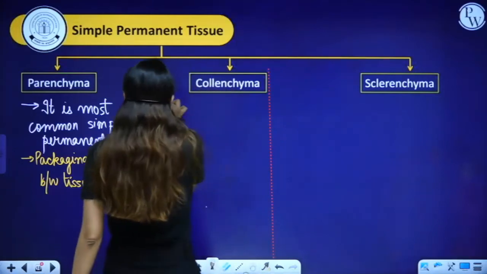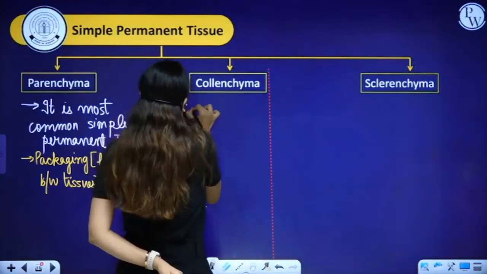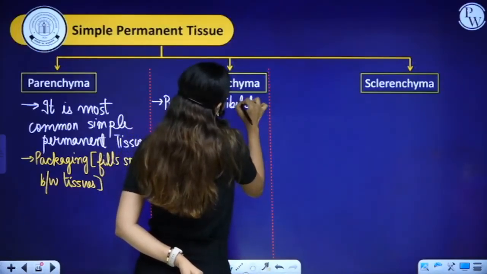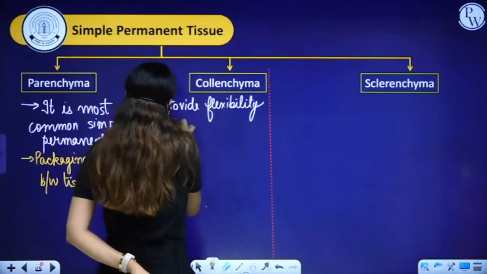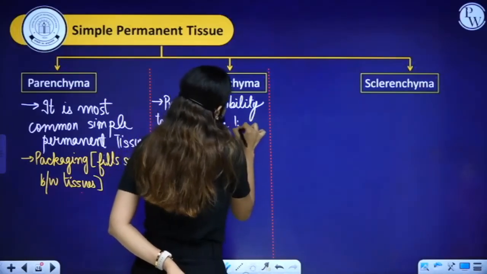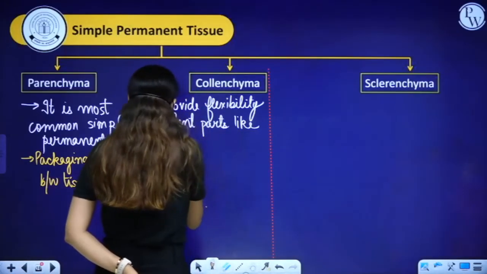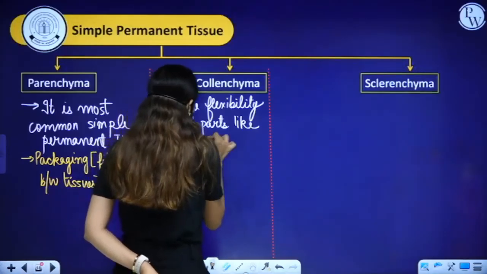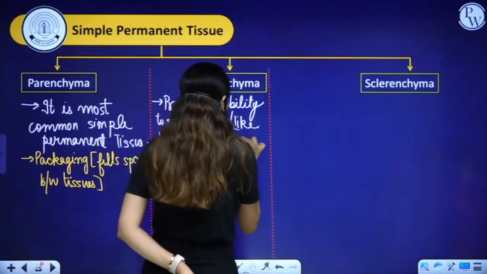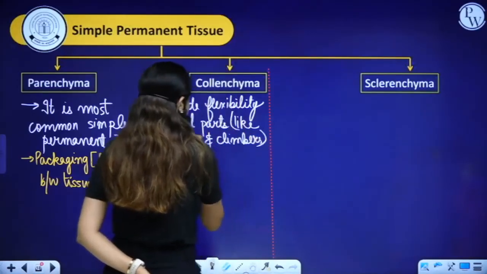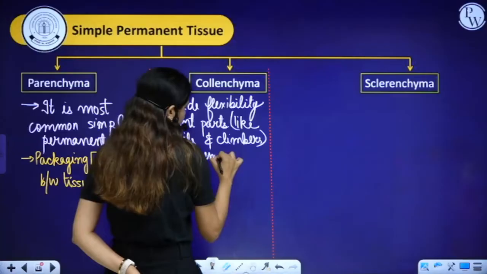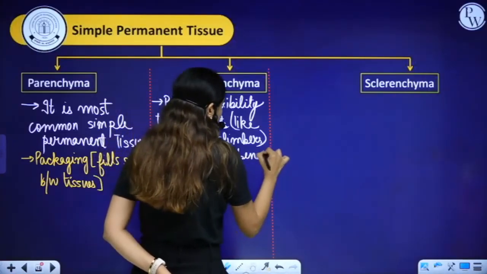So I can say it provides flexibility to the plant parts like tendrils and the climbers and allows them to bend without breaking, right?